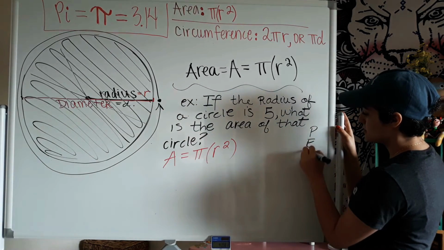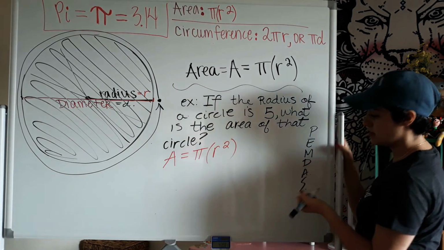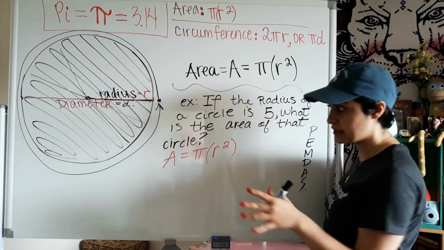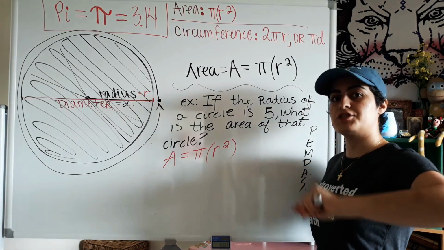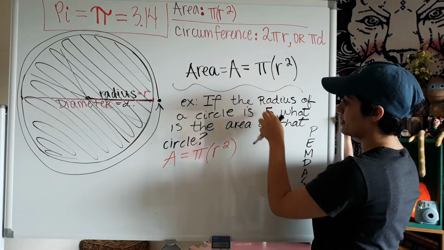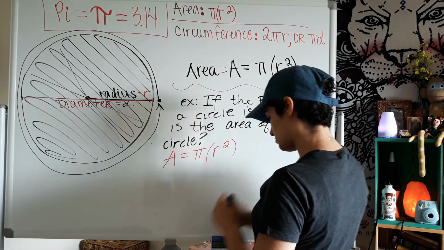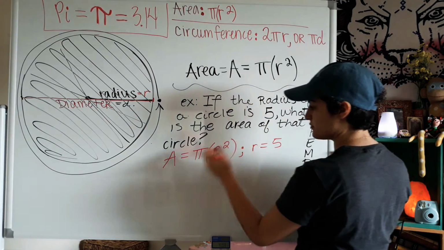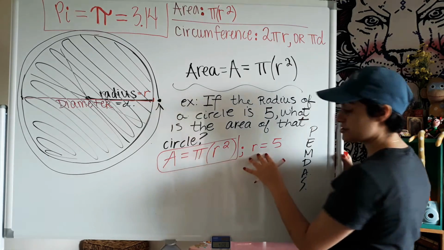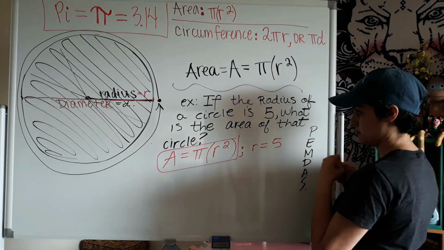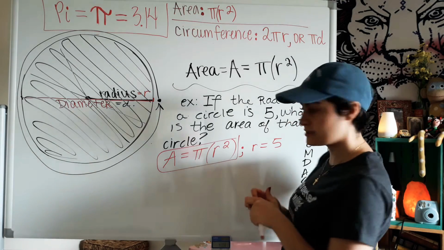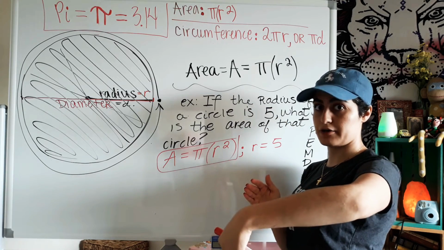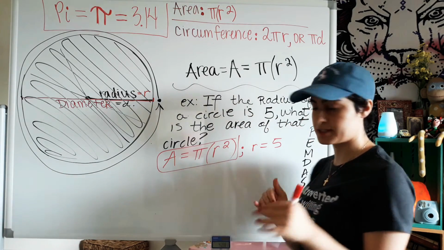So PEMDAS, the calculator will do it for you. I do not expect you to do this by hand. Nobody does this by hand. So we're just going to plug in the information that they gave us, which is r equals 5. I'm doing red. R equals 5. So this is the formula, and this is the information they gave us. So now I'm just going to plug it in. We're not going to do any math. We're just setting it up correctly so that the calculator doesn't make a mistake.